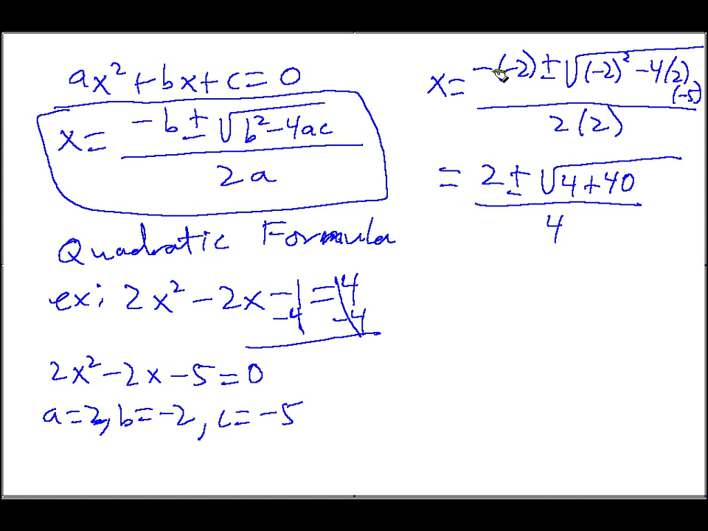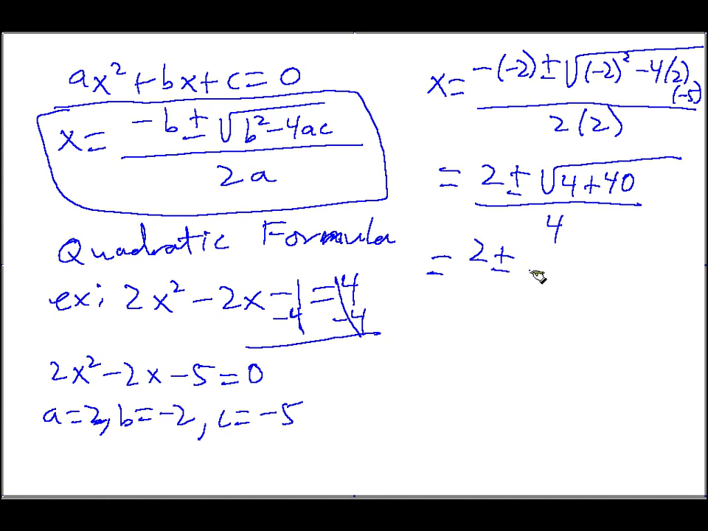Once again, opposite of negative 2, positive 2. Negative 2 squared, positive 4. Negative 4 times negative 2 times negative 5, positive 40. Are you with me on that? All over 2 times 2, 4. Okay, make sure we clearly see the arithmetic there. All right? So let's work it out.